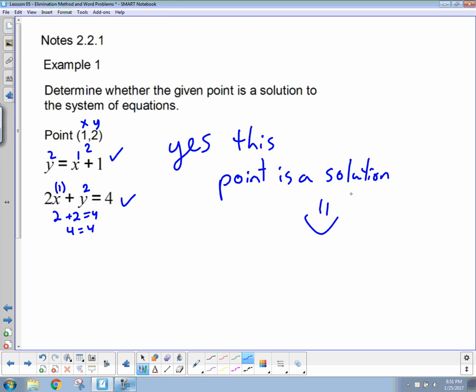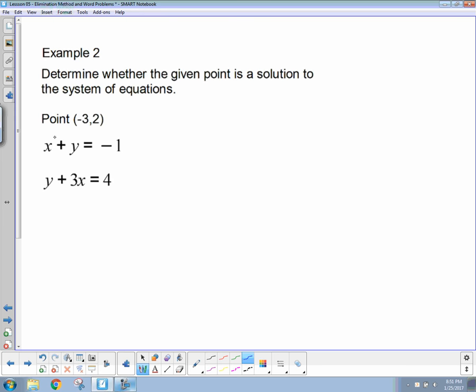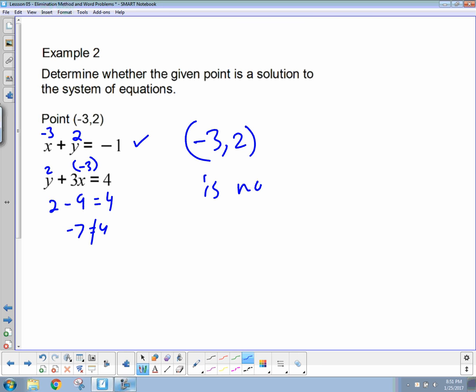Let's try this one, negative 3 and 2. So negative 3, 2, let's see, negative 3 plus 2 is negative 1, so good. Down here, we got a 2, negative 3 here. That's 2 minus 9. 3 times negative 3 is a negative 9. Okay, and that's negative 7, 4. That's not the same. So negative 3, 2 is not a solution. Let me just erase that. Is not a solution.